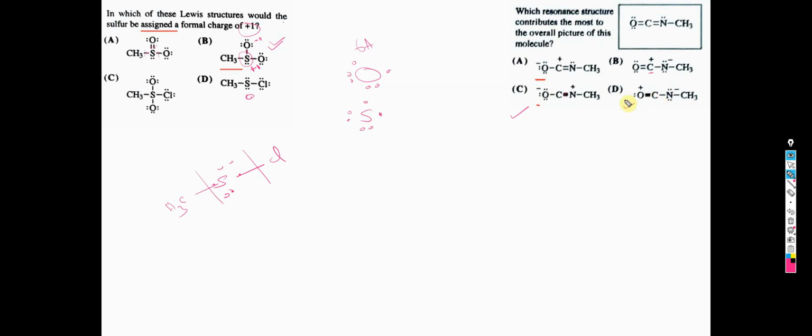But if you look at it, this one seems more favorable. As you can see, you have oxygen with a negative charge and nitrogen with a positive charge, as opposed to here, where oxygen has a positive charge and nitrogen has a negative charge. Oxygen is more electronegative than nitrogen. Oxygen's electronegativity is higher than nitrogen's. Therefore, oxygen having a negative charge and nitrogen having a positive charge is going to be more favorable than the other way around. So that's why this is the right answer.